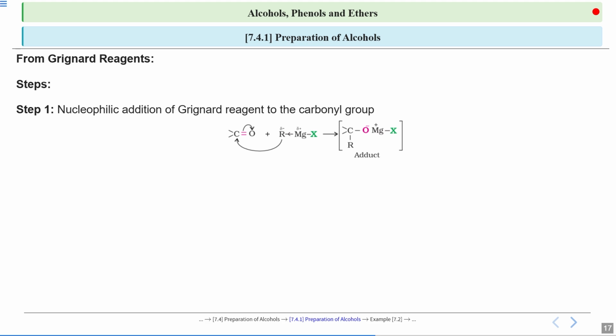Okay, and R is an alkyl group. So it will also show its effect and gets a partial negative charge. Now what will happen?